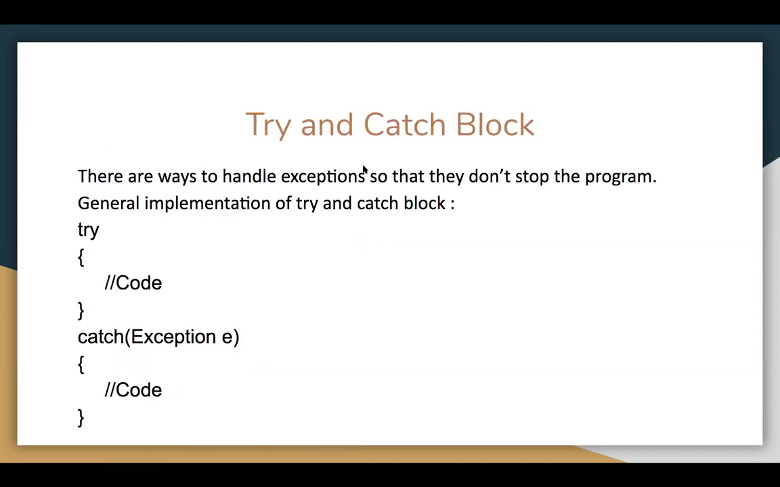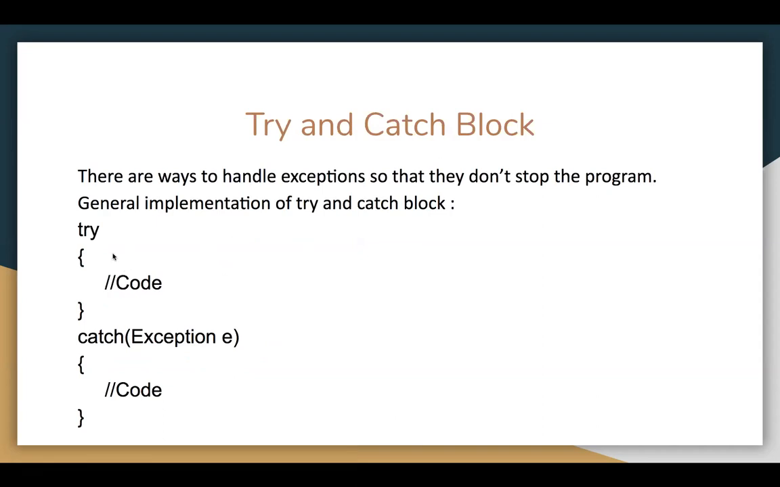So this is the try and catch block. There are ways to handle exceptions so that they don't stop the program, and that's what I meant by catching an exception. This is a way to catch it so that it doesn't stop the program. And this is the general implementation of a try and catch block.